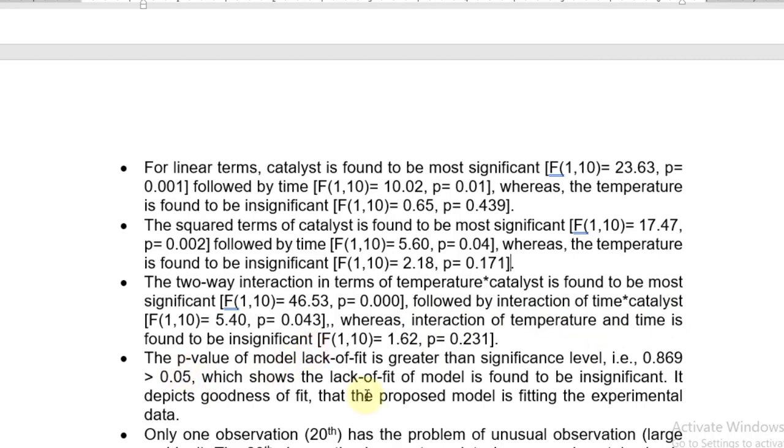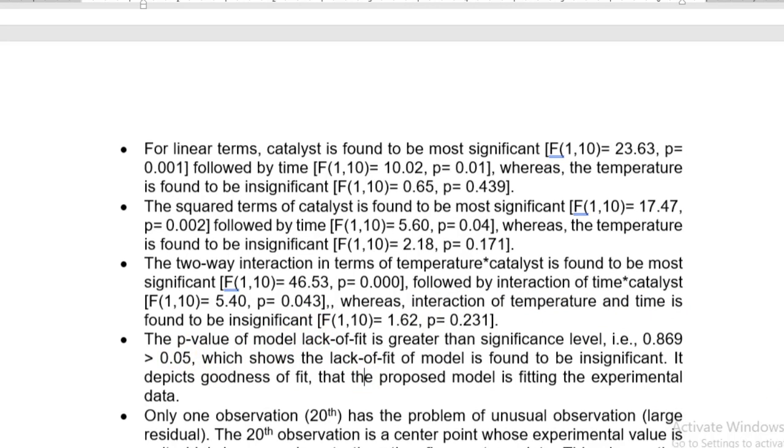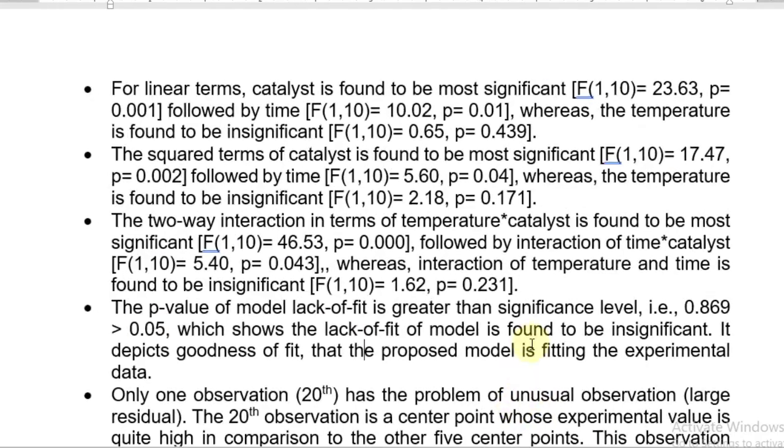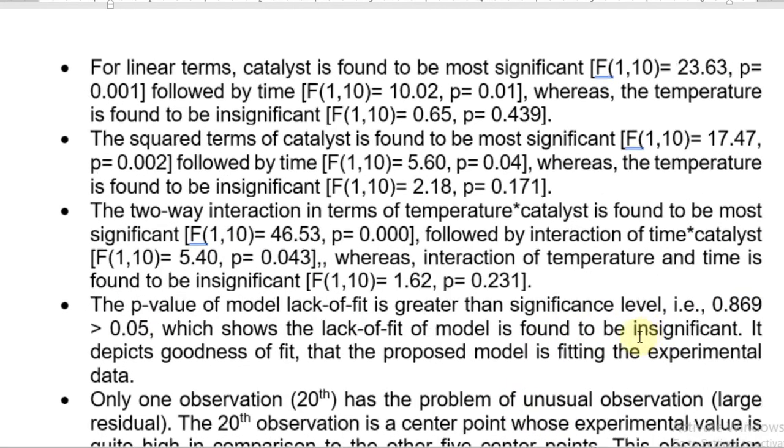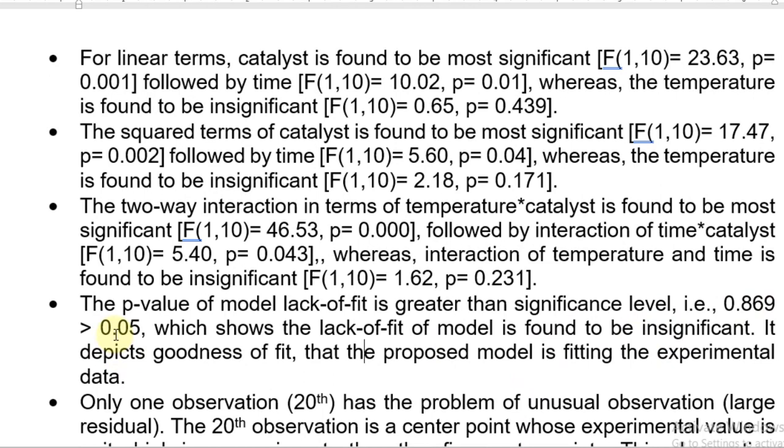After that, you will have to write about the lack of fit of the model. The lack of fit is 0.869, which is greater than the significance level of 0.05, which shows the lack of fit of the model is found to be insignificant. It depicts goodness of fit. It means that the proposed model is fitting the experimental data in a very good way.